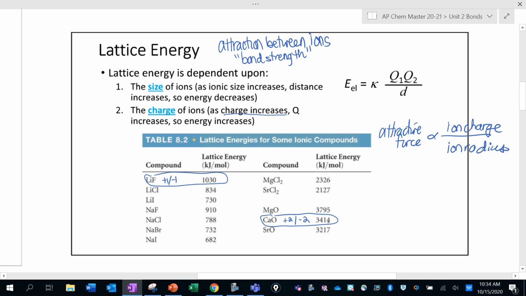Notice how the lattice energy in calcium oxide is much greater than lithium fluoride. That's because the ion charges are much greater. So when you're looking at lattice energy, I'd say first look at the ion charges. That's going to have the biggest impact.